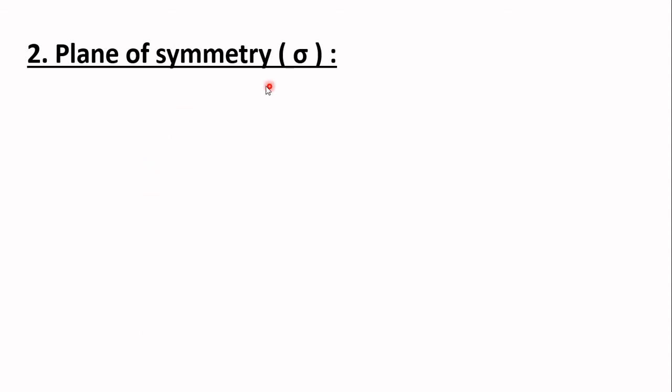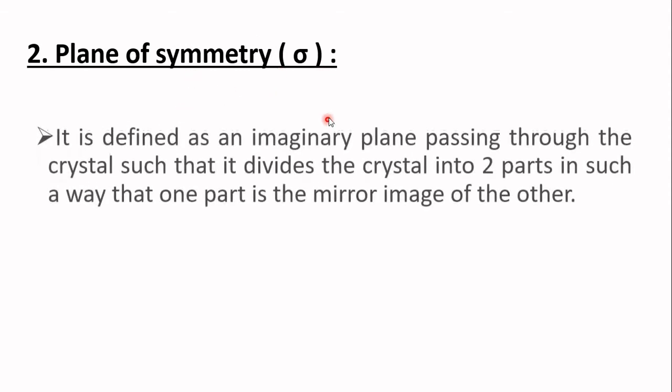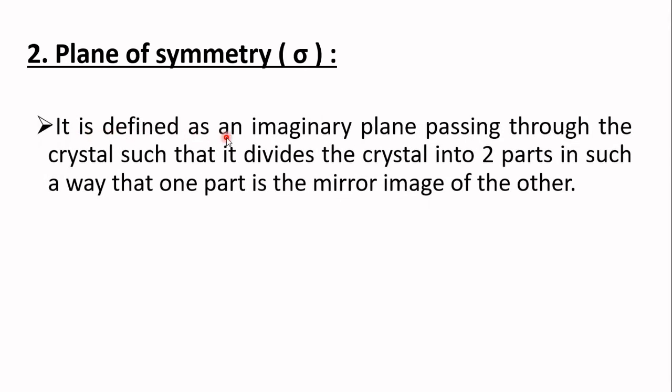Next one, plane of symmetry. It is represented by the symbol sigma. It is defined as an imaginary plane passing through the crystal such that it divides the crystal into two parts in such a way that one part is the mirror image of the other. That means an imaginary plane which divides the crystal into two parts which are mirror images of one another.